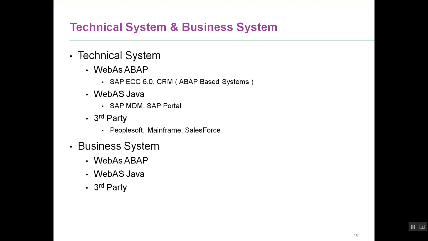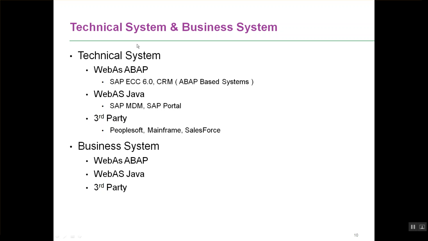an ABAP system, as we all know, can have multiple clients. Any ABAP system will have multiple clients, right? So each client of an SAP ABAP system, your 000 client, your 200 client, your customizing client, your development client, each of these web-based ABAP clients can have a business system. So for one technical system of type web-based ABAP, you can have n business systems created. Whereas the relationship for web-based Java and third-party is 1:1. Each Java technical system and each third-party technical system can have only one business system associated with it.